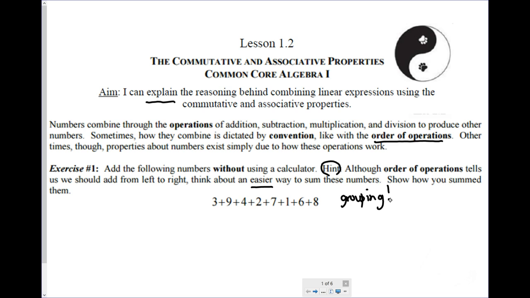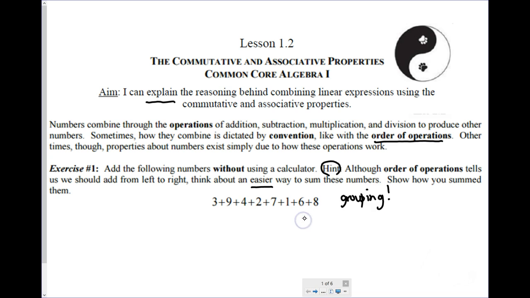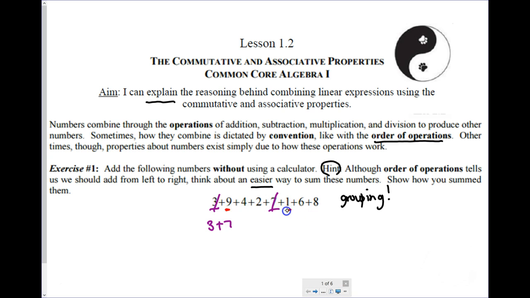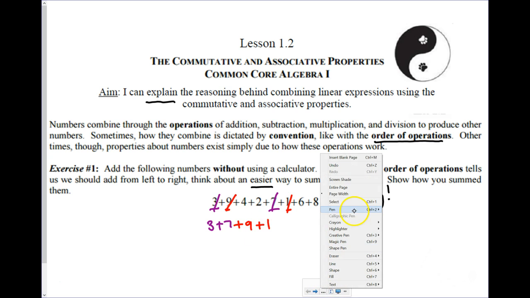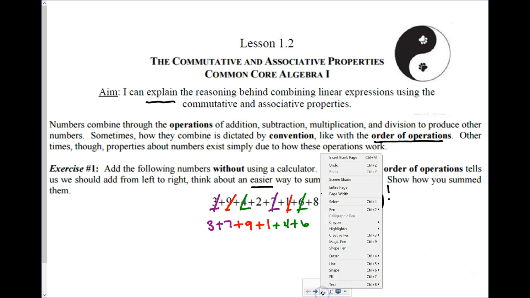So I'm going to take a look here. I'm going to get a different color on my pen so I can show you. I see that if I combine 3 and 7, I'm going to regroup them so they're next to each other. That's 10. Let's think of something else that combines to 10. How about the 9 and the 1? So let's cross them out and regroup them here. Plus 9 plus 1. How about that 4? What can it group with to get 10? The 6. So plus 4 plus 6. And then finally look what's left over. What's 2 and 8? That also gives you 10.